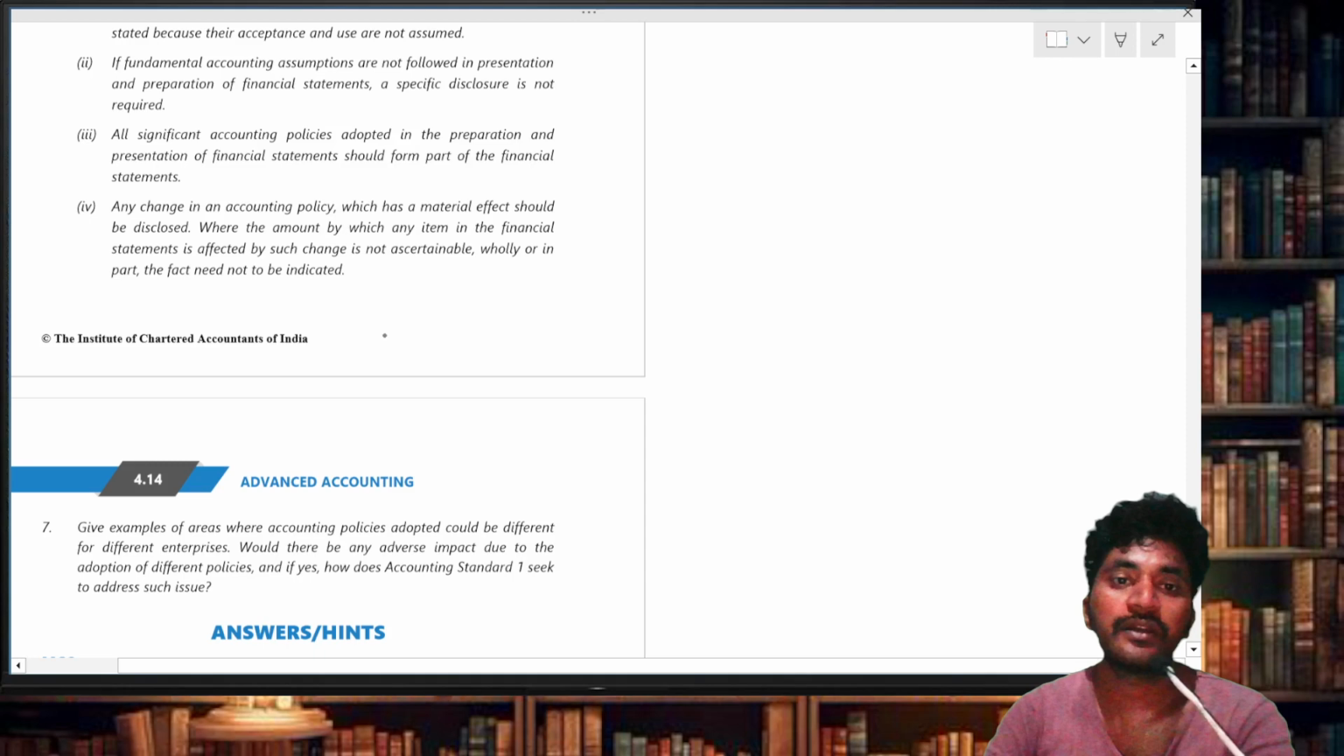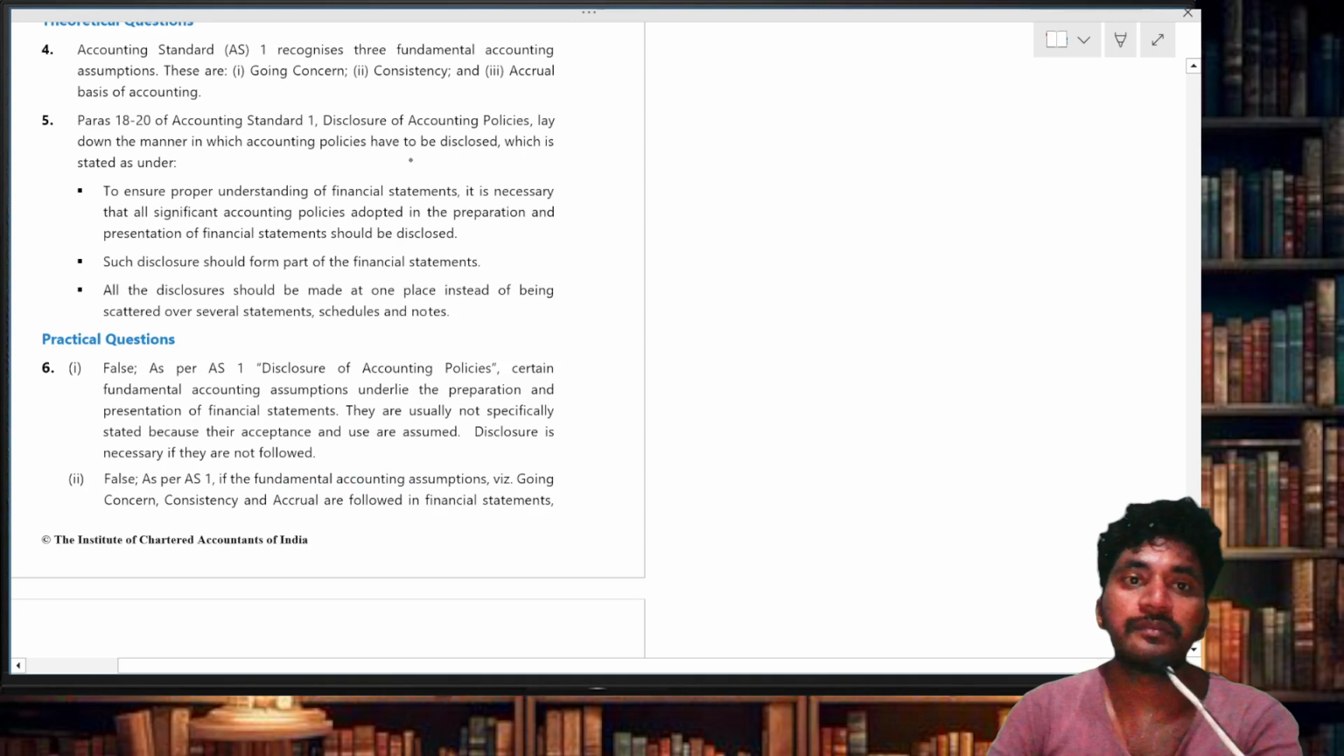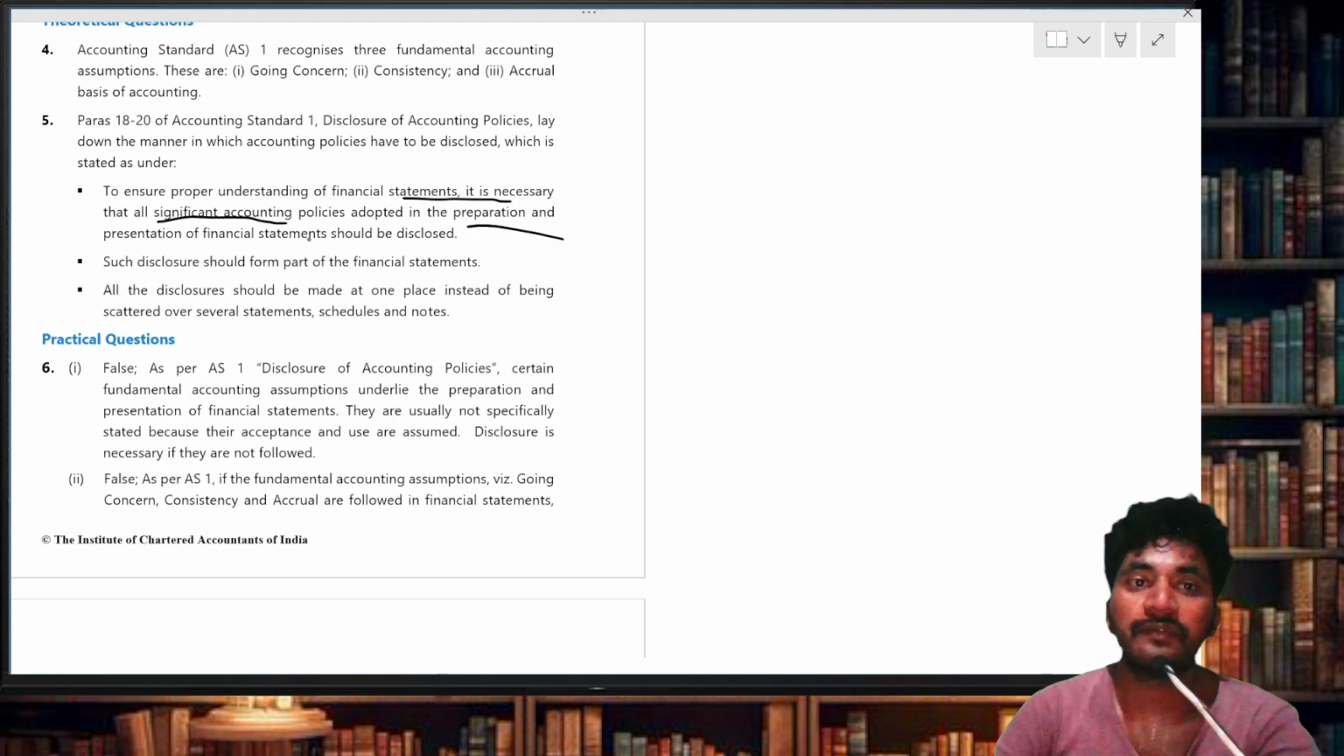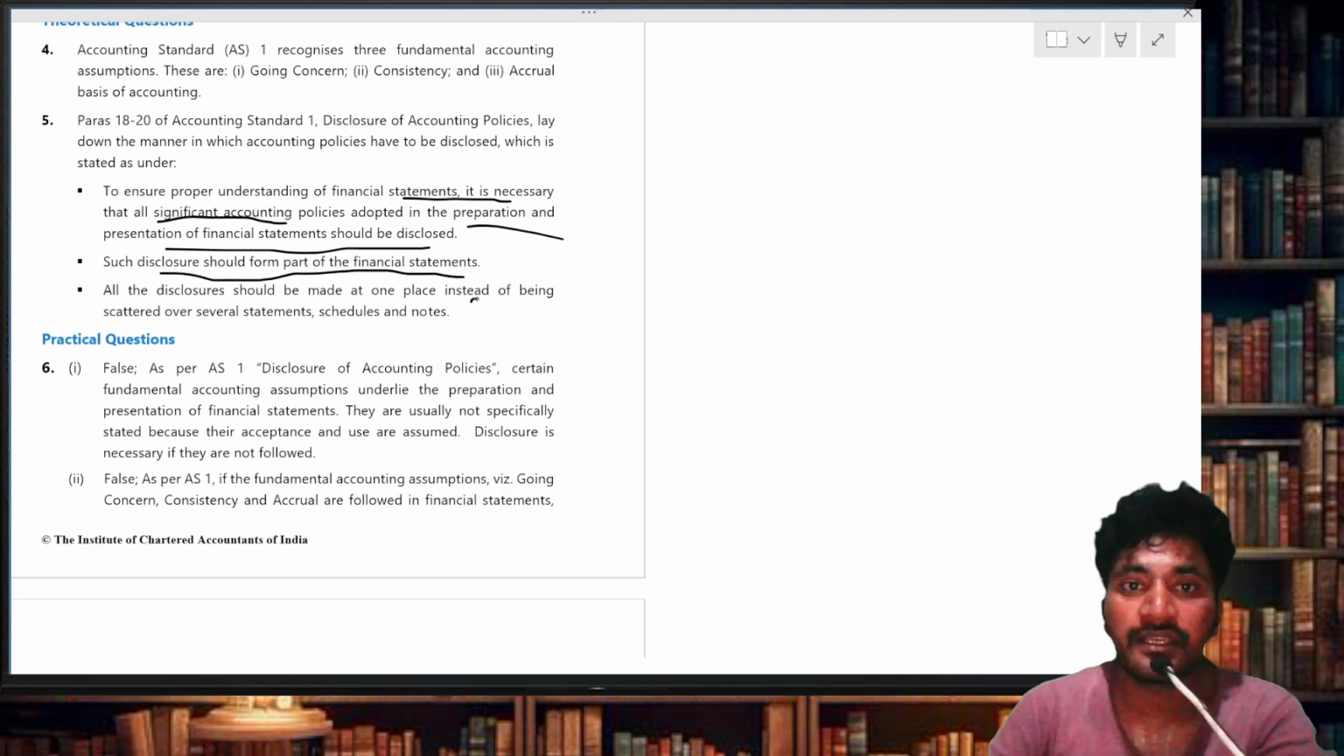Disclosure of significant accounting policies necessary for understanding the financial statement, in the preparation and presentation of the financial statement, should form part of the financial statement. All the disclosures should be made in one place instead of being scattered over several statements. This is the answer.